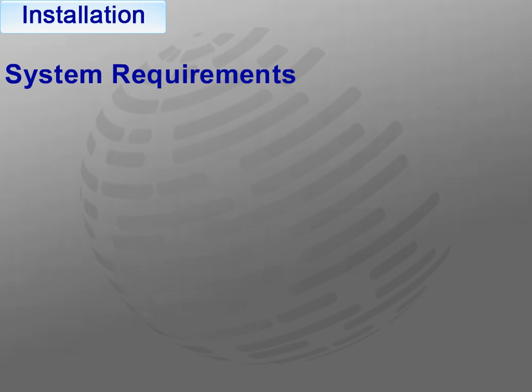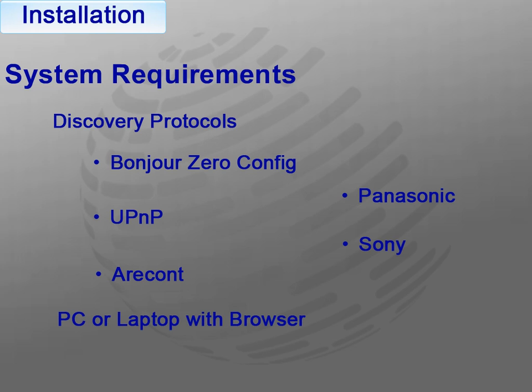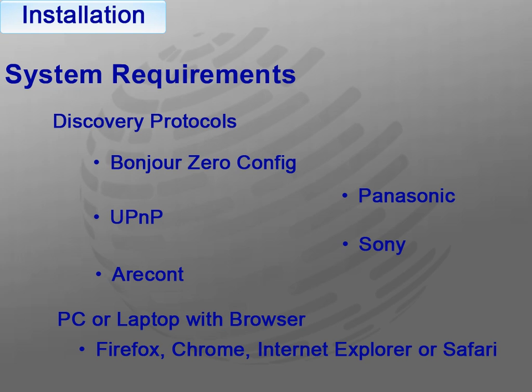To be auto-discovered by the NLSS HD Media Decoder, the IP cameras must be on the same network segment or subnet and adhere to one of the following discovery protocols: Bonjour, Panasonic, Universal Plug and Play, Sony, or Arecont. Finally, a desktop PC or laptop with a browser is needed to configure the NLSS HD Media Decoder by utilizing the NLSS web interface, and for copying audiovisual files to the decoder for local playback. All major browsers such as Firefox, Chrome, Internet Explorer and Safari are supported.